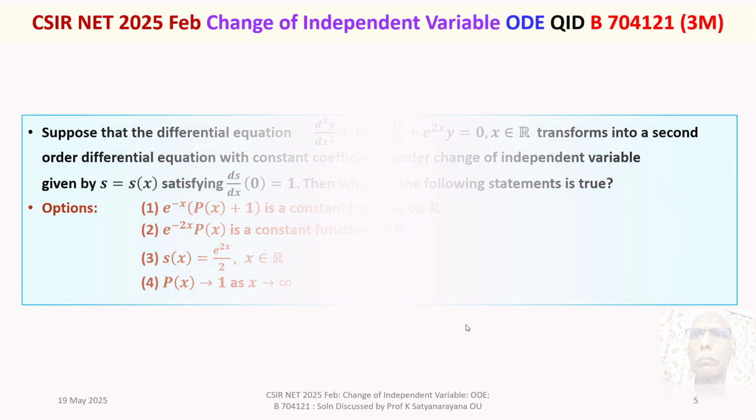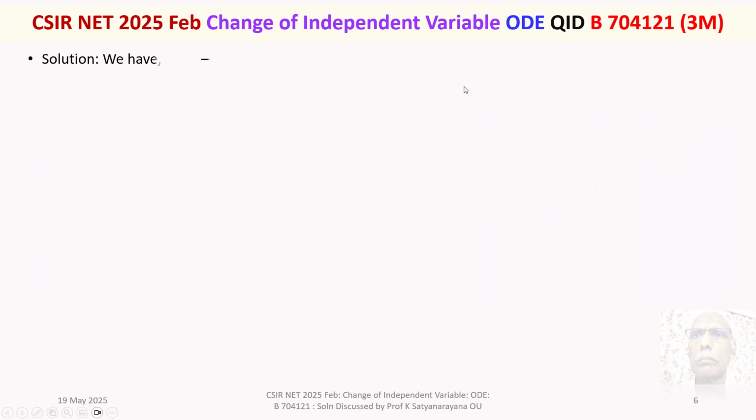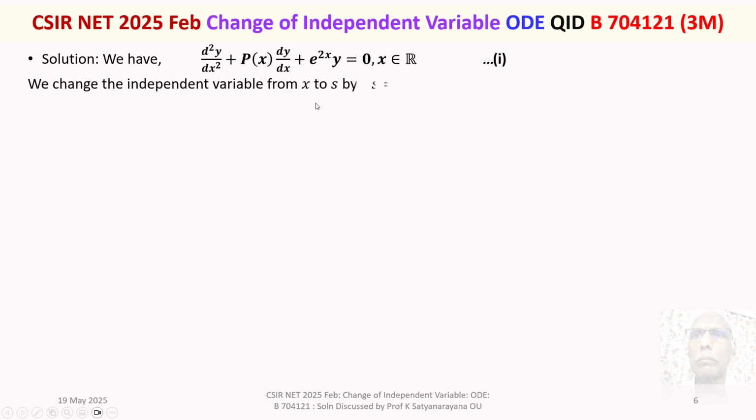Let's now discuss the solution of the problem in detail. We have the given second order differential equation with variable coefficients: d square y by dx square plus p of x into dy by dx plus e to the power of 2x into y is equal to 0. Let's call this equation 1. We change the independent variable from x to s by the substitution s is equal to s of x. Then dy by dx is equal to dy by ds into ds by dx. We use the chain rule.